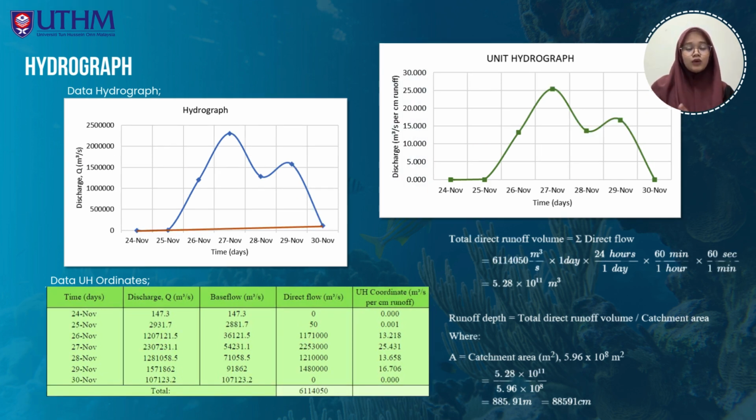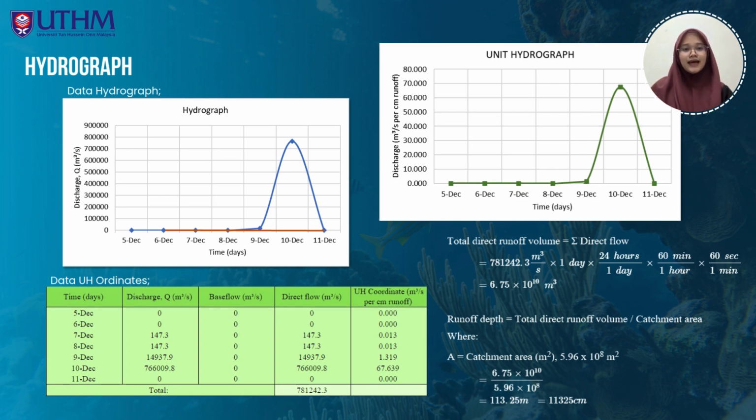For the next hydrograph, we use the same method, which is the Mini equation first. After that, we use the separation method, the straight line method, and we calculate the total direct flow and the total direct runoff volume, which we got as 5.28 × 10^11 m³. For the runoff depth, we obtain 88,591 cm, and from all of that we obtain the UH ordinate graph that we plot here.